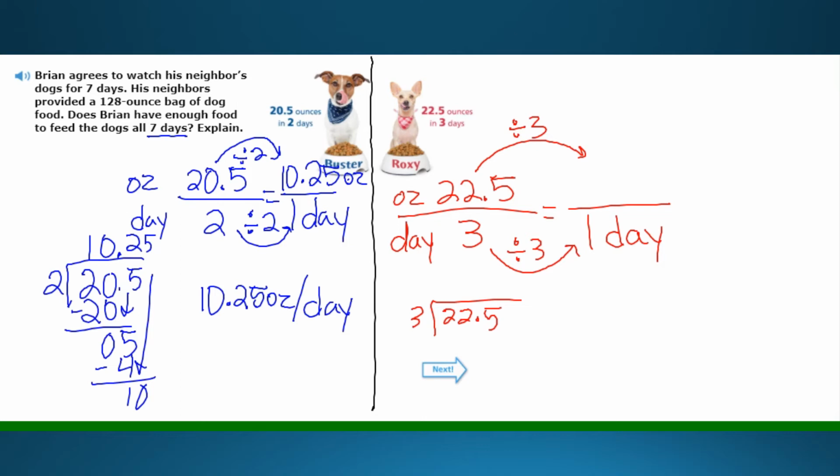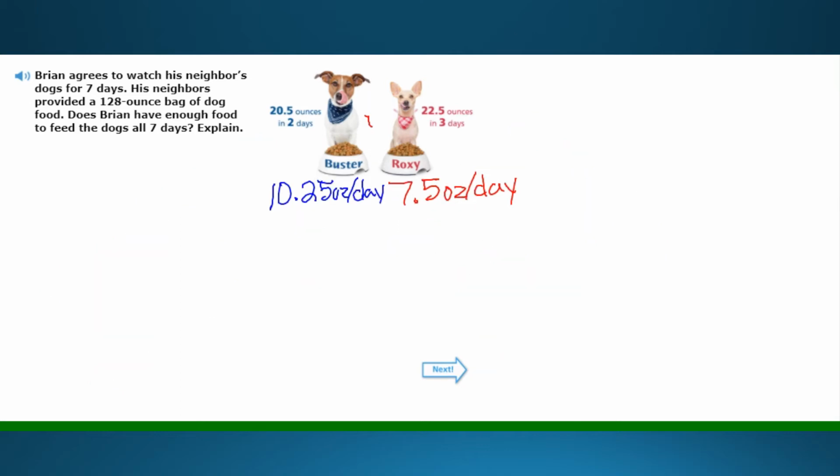Well, I know 3 goes into 22 7 times. That equals 21. I have 1 left over. Decimal point. And bring down your 5. 3 goes into 15 5 times. So that means Roxy actually eats 7.5 ounces per day. Now this is not the final answer. I can use the distributive property. So if I take out 7, I know I need to add how much Buster eats per day and how much Roxy eats per day.